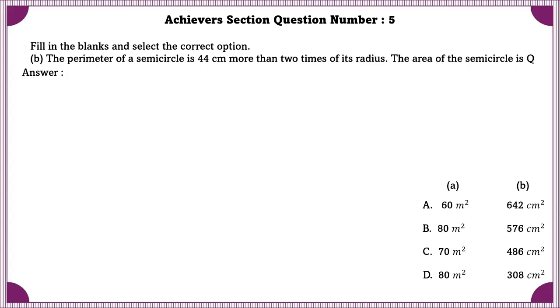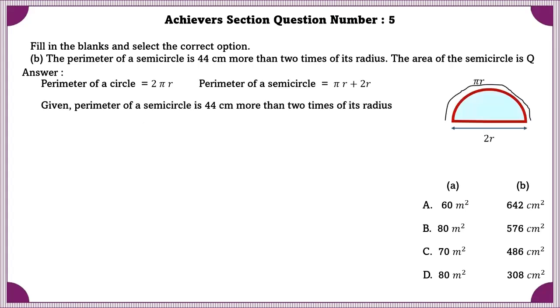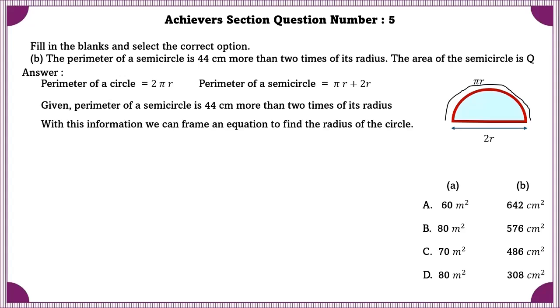B. The perimeter of a semicircle is 44 centimeters more than 2 times of its radius. The area of the semicircle is Q. Perimeter of a circle is equal to 2 pi r. Perimeter of a semicircle is equal to pi r plus 2r. Given perimeter of a semicircle is 44 centimeters more than 2 times of its radius. With this information, we can frame an equation to find the radius of the circle.